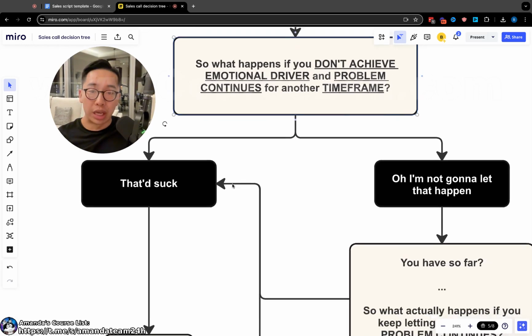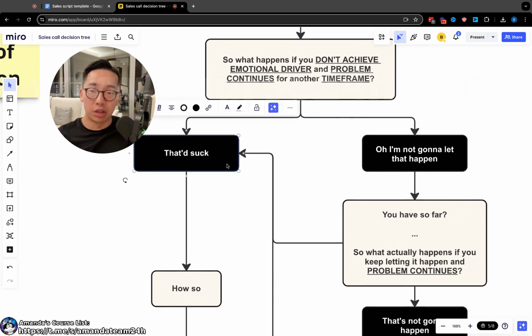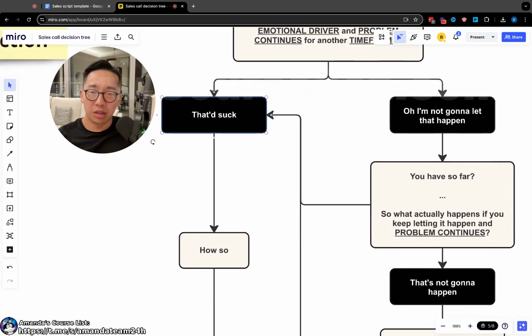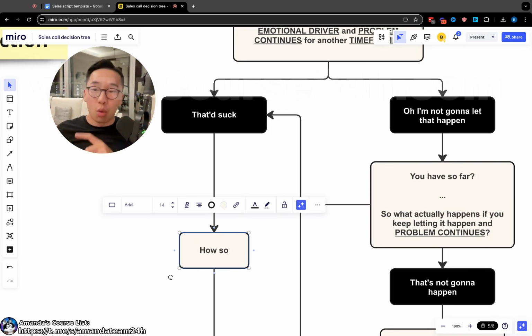And then you'll get either one of these answers. They'll either say, that would suck, or they say, oh, I'm not going to let that happen. That'll never happen. Let's go through this one first. Oh, that would suck. How so? So you ask a probing question to get them to elaborate on why that would be terrible. There are different questions you can ask, right? You can say, how so? Why is that? You can also say, okay, but what are the day-to-day ramifications if it's sucking?